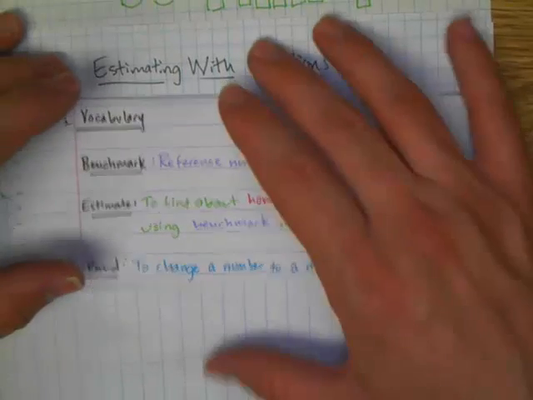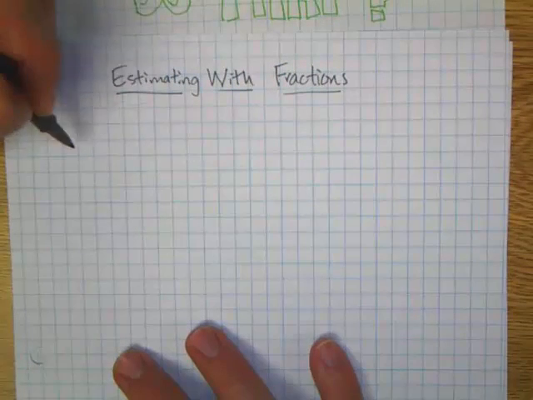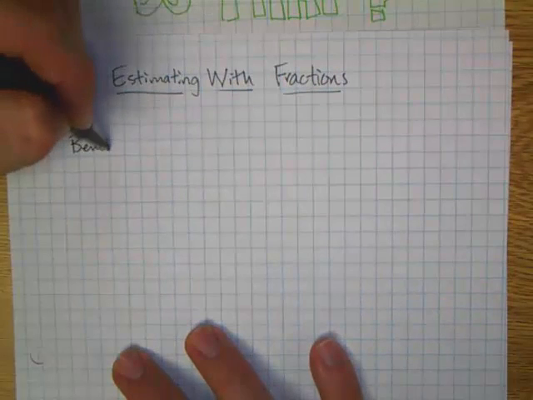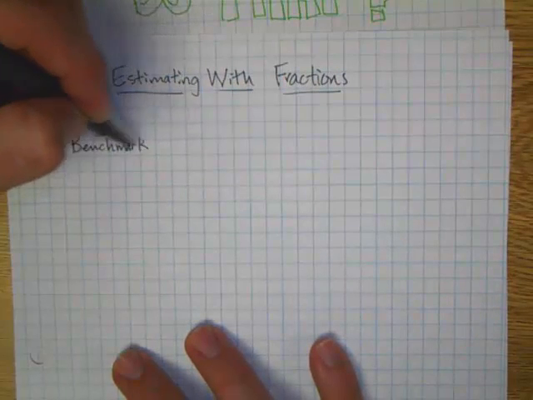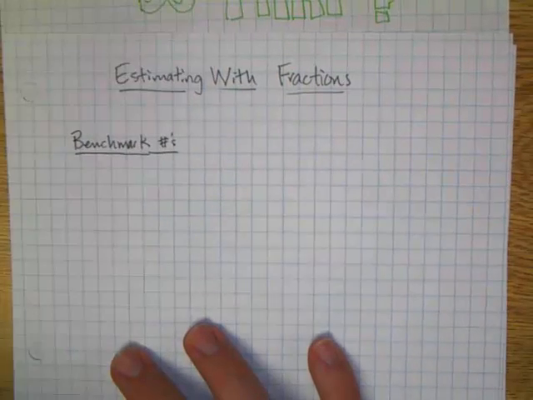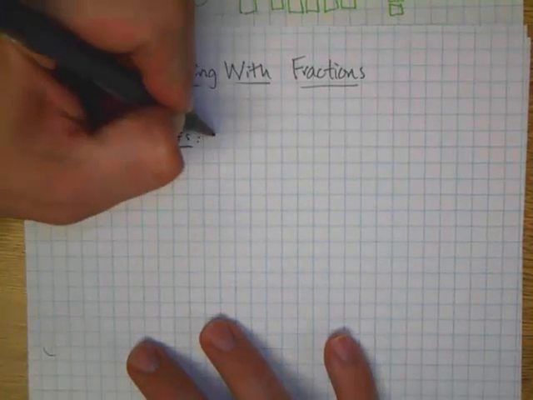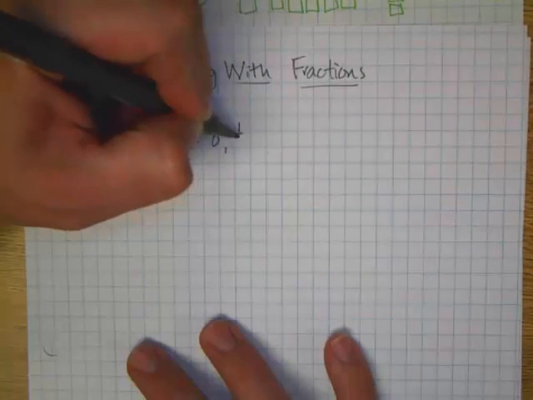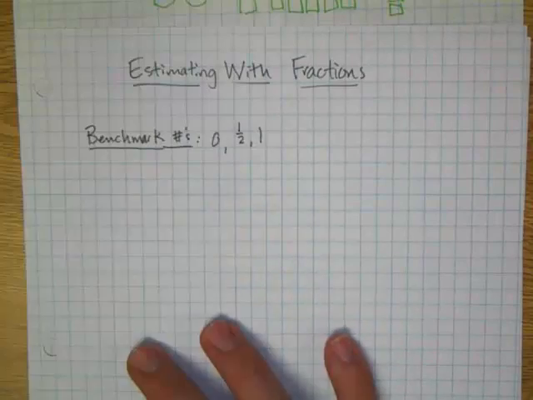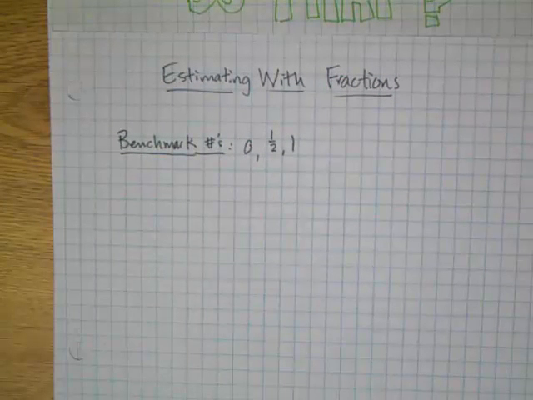So the very first thing is, when using benchmark numbers, we're going to use these benchmark numbers primarily for today. Because we are going to be working with fractions, these are going to be less than 1, or numbers between 0 and 1. So the benchmark numbers we want to use today are 0, 1/2, and 1. So when looking at the fractions, that's what we're trying to key in on. Is it closer to 0, 1/2, or 1? And that's what we're going to be using.